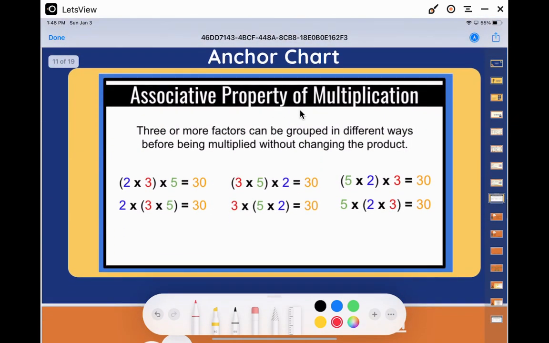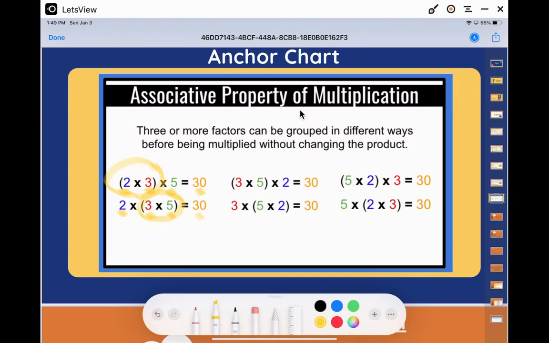So let's take a look at our anchor chart today. It says 3 or more factors can be grouped in different ways before being multiplied without changing the product. And so what that means is, taking a look at this first one, they multiplied 2 times 3 times 5, and they got 30. And then they switched it up. They did 2 times 3 times 5 is 30. They moved the parentheses. The number stayed in the same place, but they moved the parentheses, meaning that what they did first changed, and the answer was still 30.